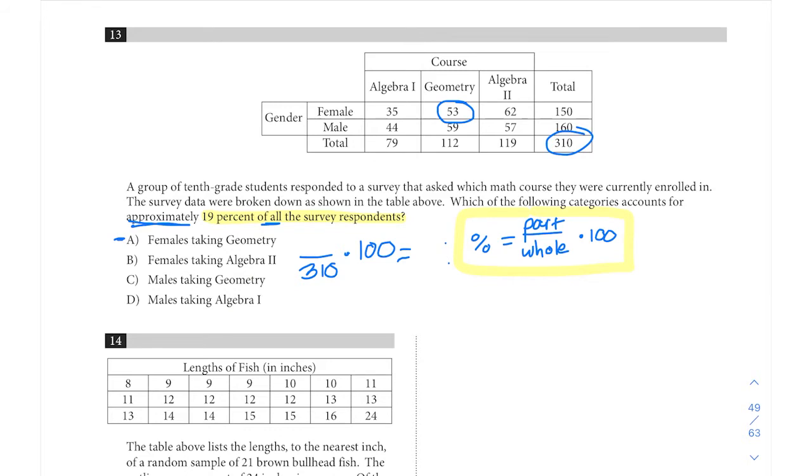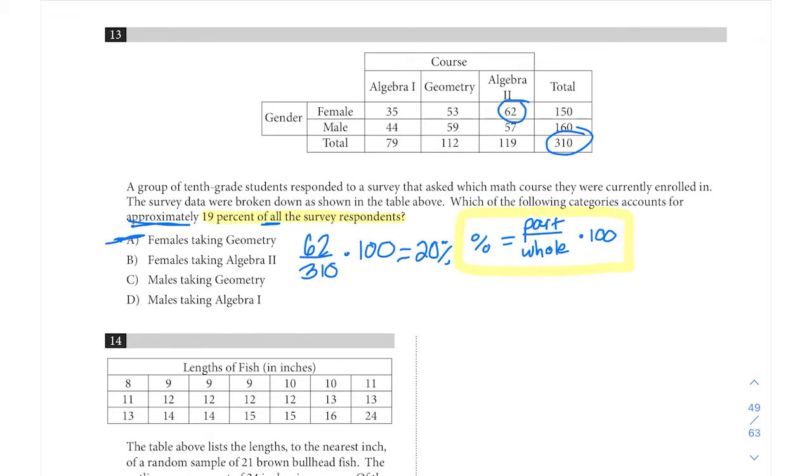So here, let's take a look at answer choice B. Females taking algebra 2. So here, that would be females, algebra 2, 62 out of 310. And if we calculate that as a percentage, that comes out to be 20% exactly. So now we can eliminate A because 20 is closer to 19. So 20, maybe that's our approximately 19 number that they were looking for.